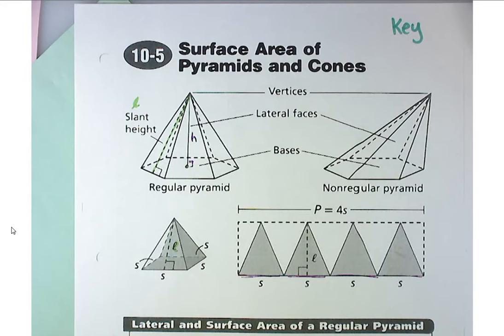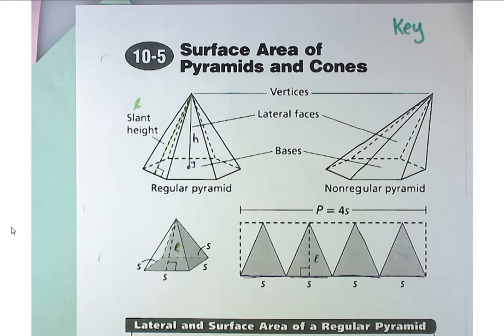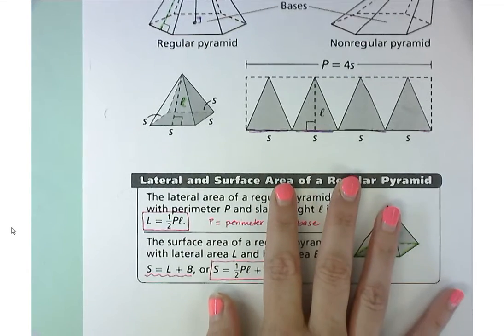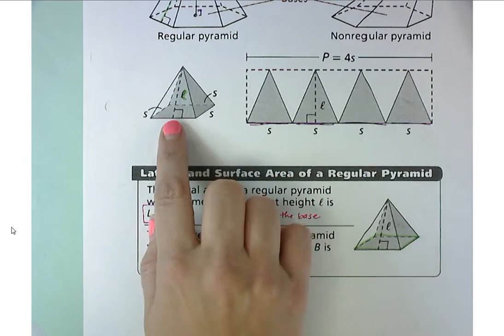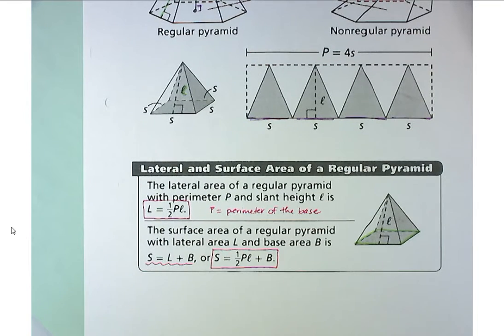We're going to have a new term that's called the slant height. Okay, so the slant height is going to be the height from the top to the bottom of one of the faces. Okay, and this is what it would look like on a square pyramid. So we're going to talk about the lateral area and surface area of a regular pyramid.